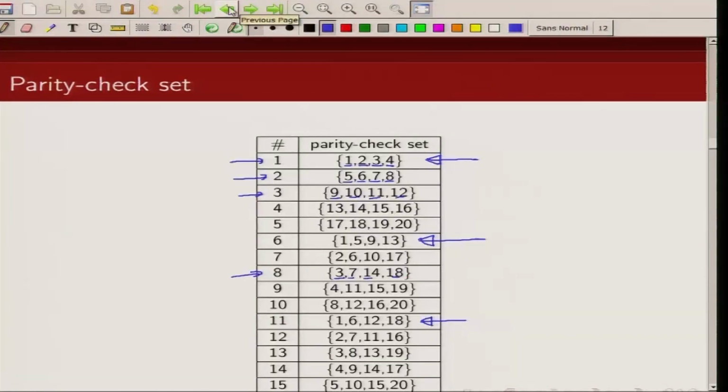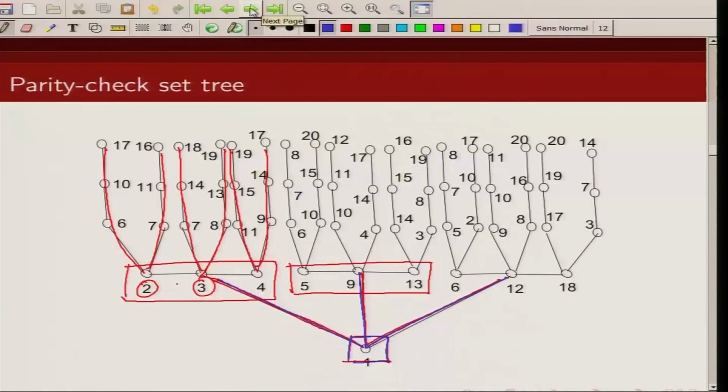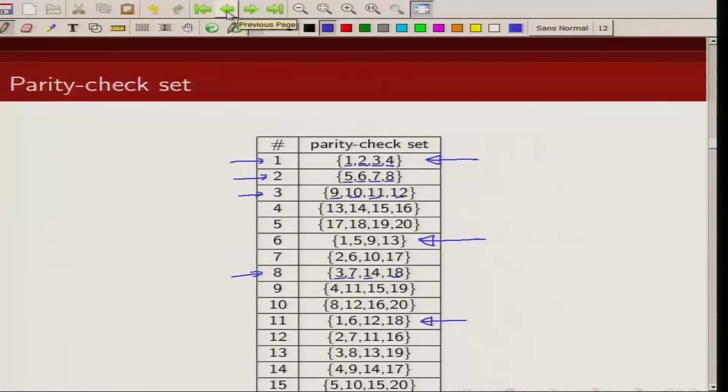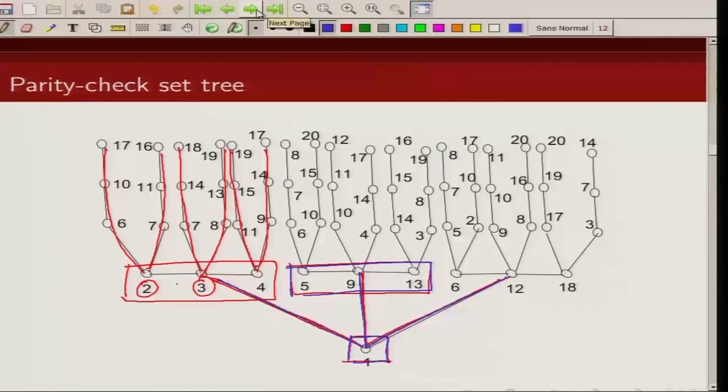Similarly, here bits 5, 9 and 13 are participating in addition to bit number 1. So, these are 5, 9 and 13. And here 1, 6, 12 and 18 are participating. So, then we have 6, 12 and 18. So, this is our tier 1.